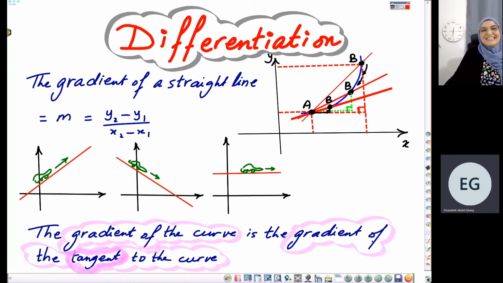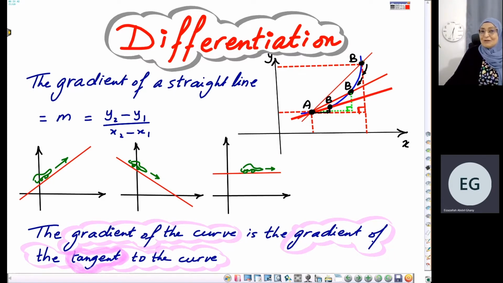Hello, my dear students. Today's lesson is differentiation. It's a new topic in the IGCSE syllabus since 2020. Before, we used to teach it to AS and A-level, and until now we are teaching it to AS and A-level also. But in today's lesson, I'll make it as simple as possible for the IGCSE students.